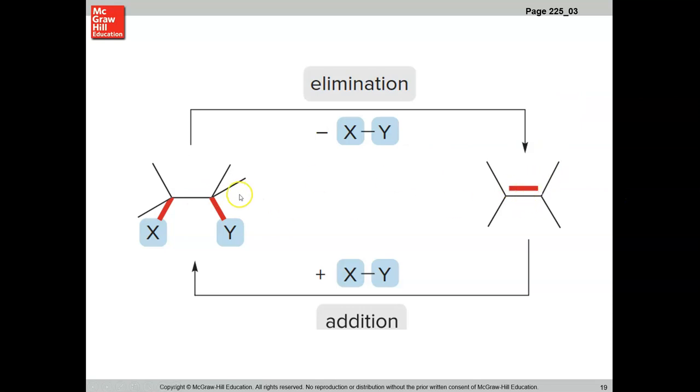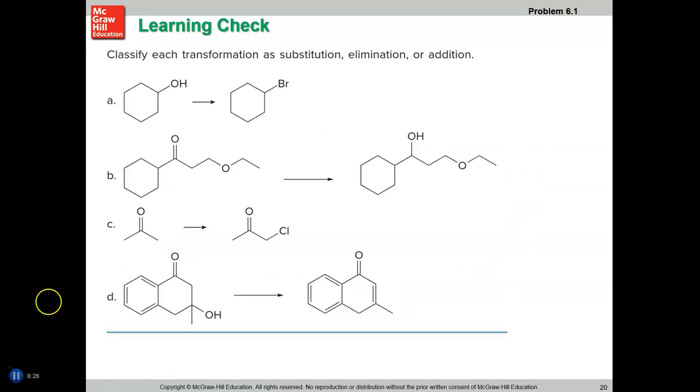Typically, they're going to in some way either result in a double bond being formed or a double bond being broken. Okay, so I want you to look at these four different chemical reactions, and I want you to determine whether what's happening in those reactions is a substitution, elimination, or addition reaction. I'm going to go through these answers in class the next time we meet.